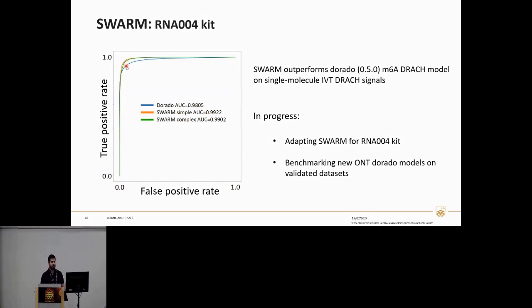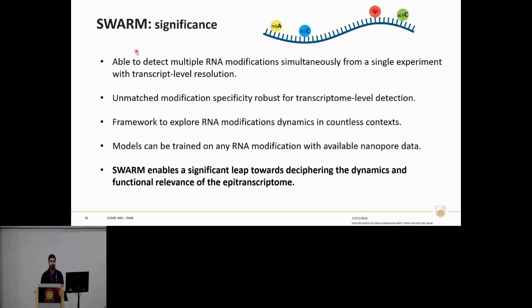And just to summarize the significance and why you should use our tool if you have nanopore direct RNA data: we are able to detect multiple RNA modifications simultaneously from a single experiment with transcript level resolution. And we achieve unmatched modification specificity, which is robust for transcriptome level detection. And we have a framework which can explore RNA modification dynamics in countless contexts.